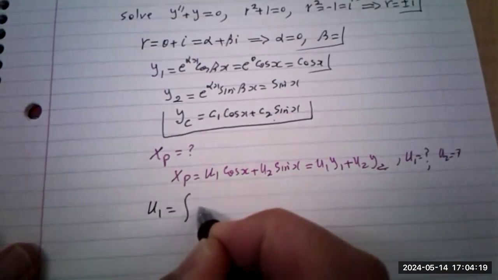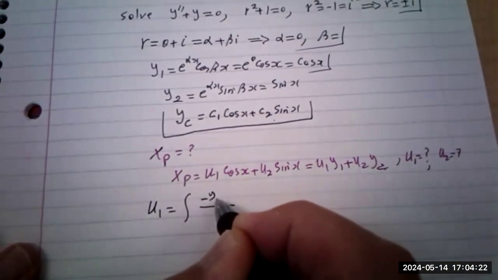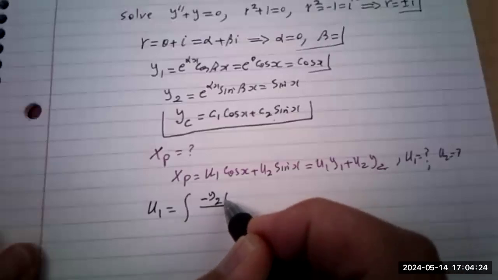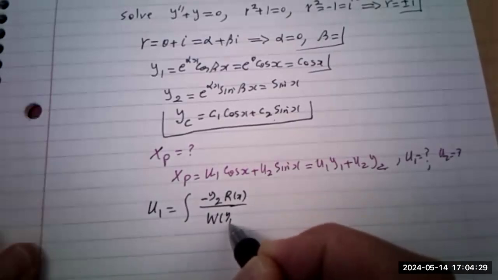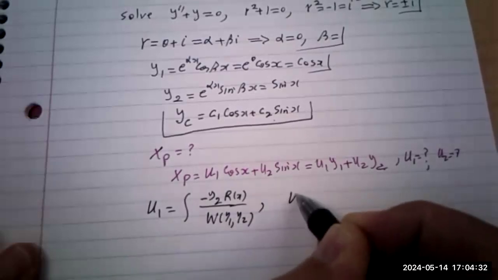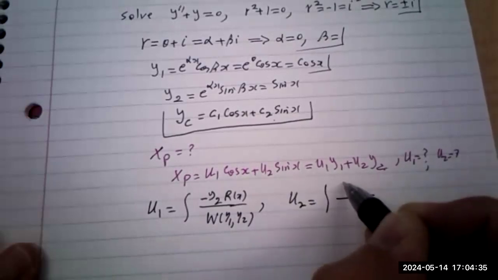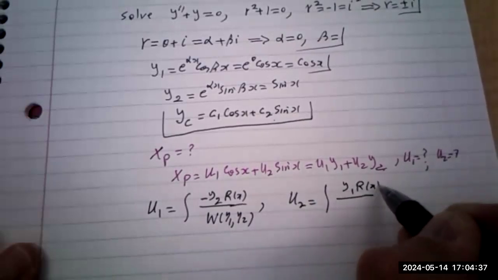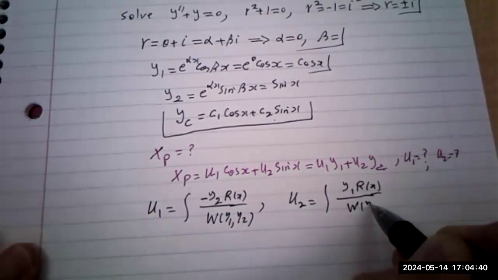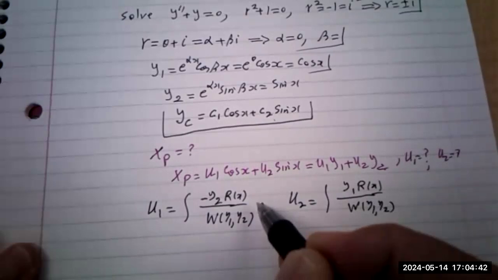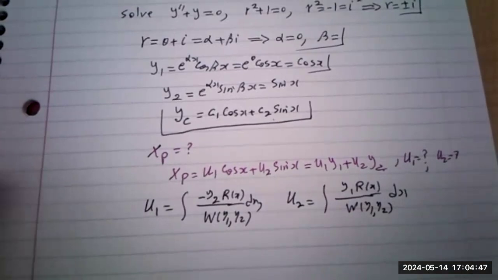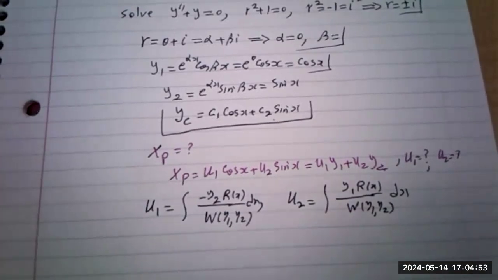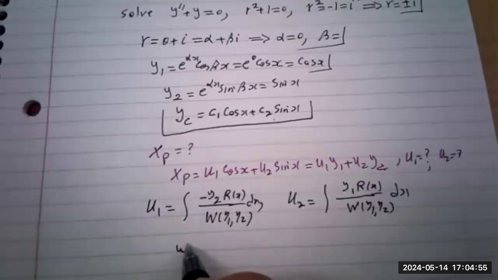u1 is equal to the integral of negative y2 r of x divided by the Wronskian of y1 and y2. And your u2 is going to be equal to the integral of y1 times r of x over the Wronskian of y1 and y2, dx, of course. Okay, you got to be careful when you pick the r of x: make sure that the coefficient of y double prime is 1.